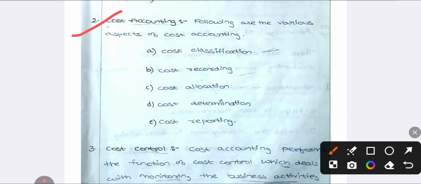Cost accounting is nothing but the classification, means you are dividing, recording and allocating, determining and reporting.